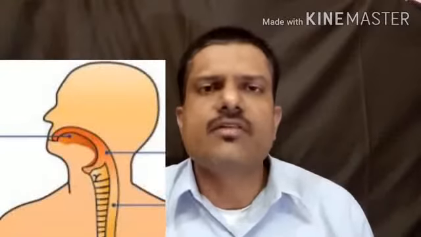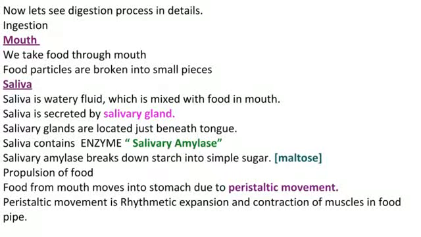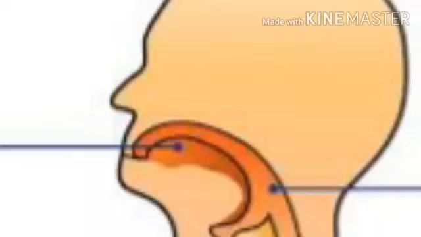Now the first one is ingestion. We are taking the food through the mouth. The digestion process starts from the mouth itself. We are eating the food, chewing and chewing, making it into small particles so that it is easily absorbed. All the enzyme reactions which take place happen easily in the food. That's why we are eating and making it into small particles.